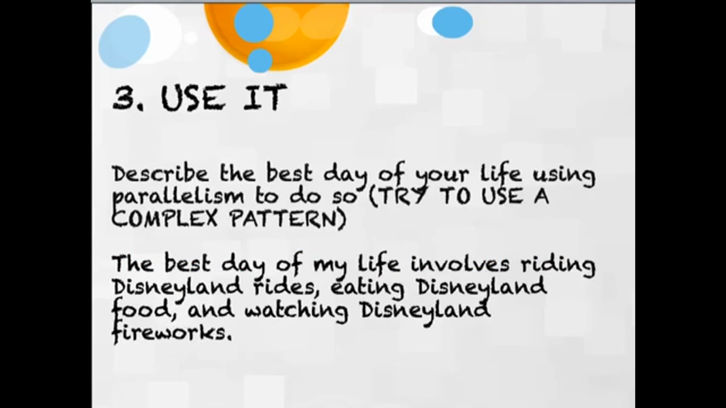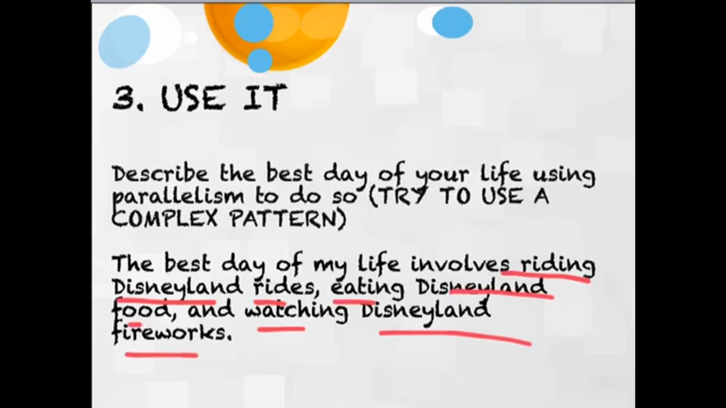So here's just one example of how to use parallelism in your writing. I tried to do a little more complicated pattern here. It's not super complex, but still a little more complicated. The best day of my life involves riding Disneyland rides, eating Disneyland food, and watching Disneyland fireworks. By the way, that really is the best day of my life as far as I can see it.